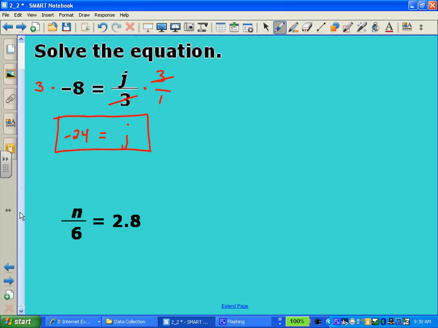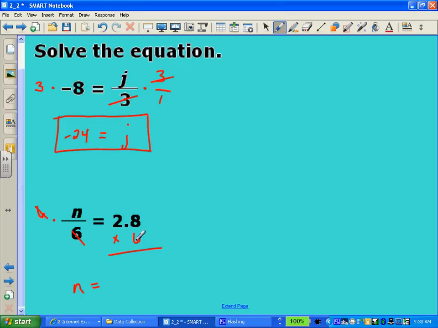Here we have n divided by 6 equals 2.8. So again, what's happening to my variable? Well, here's n. It's being divided by 6. So what's the opposite of dividing by 6? Multiplying by 6. Whatever I do to one side, I have to do to the other. So I'm going to times by 6 on this side. Over here, my 6's cancel. So I just have n.